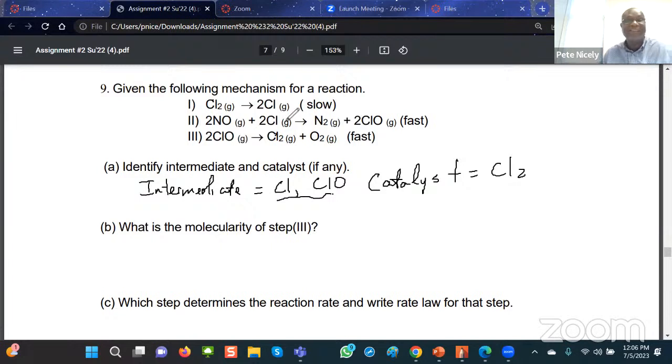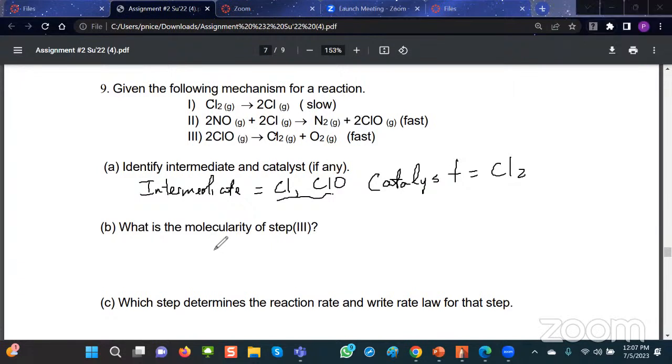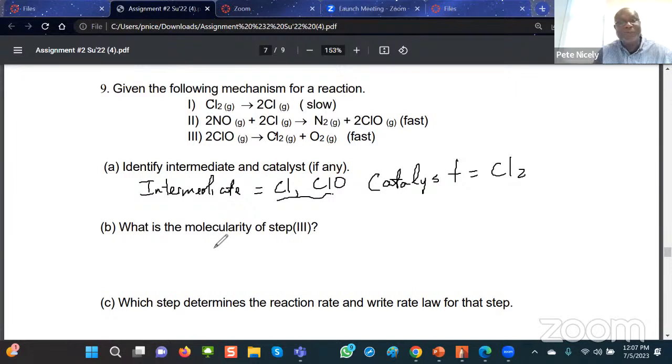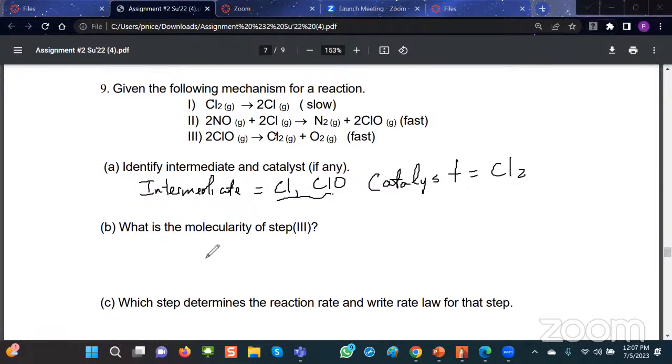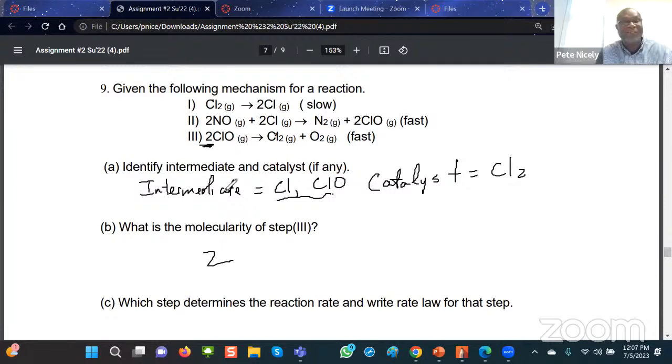Now the B part is asking, what is the molecularity of step number 3? Is it 1? Okay, so let's remind ourselves of what we mean by the molecularity. Remember, the molecularity is the number of molecules involved as a reactant in a particular elementary step. That's the molecularity by definition. So it would be 2. Exactly, because there are 2 molecules of ClO involved in step number 3.